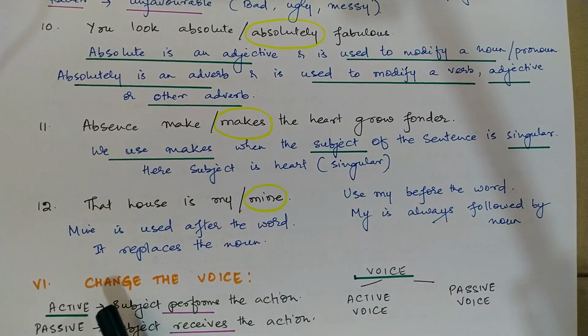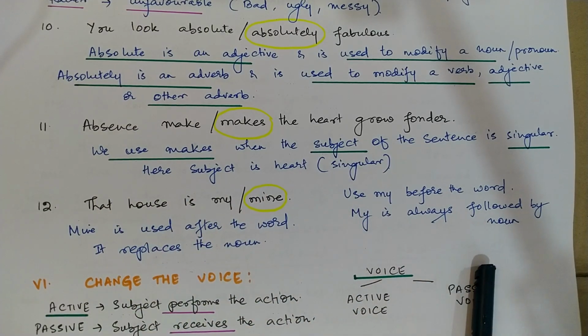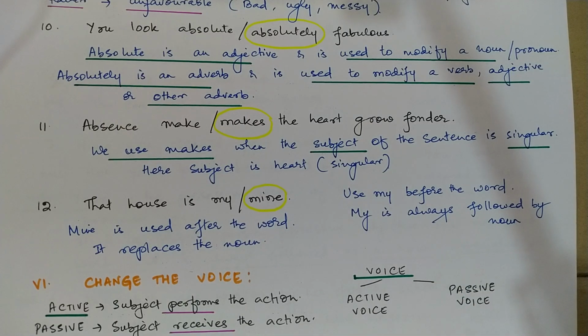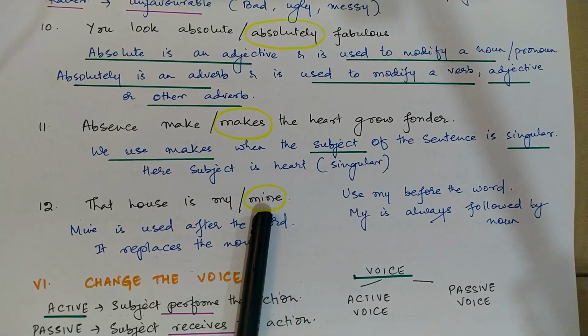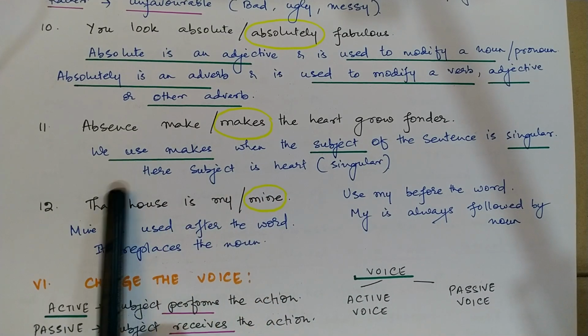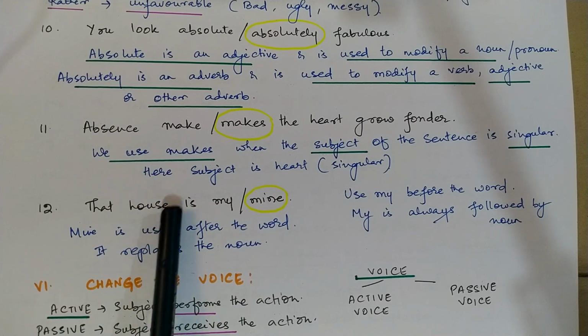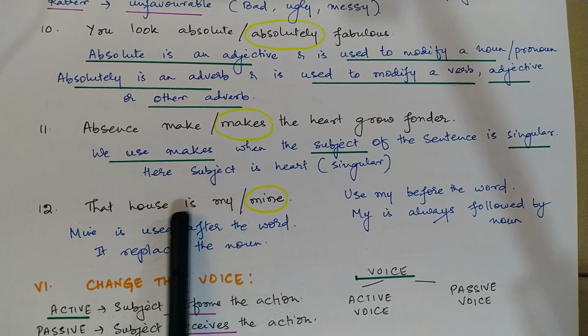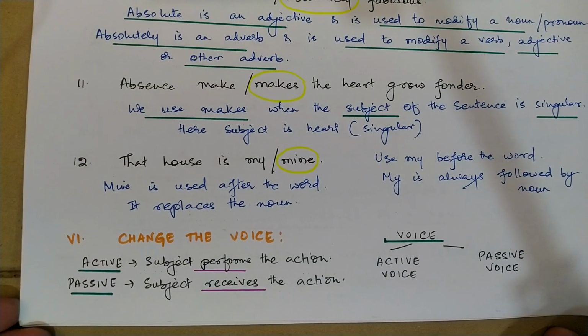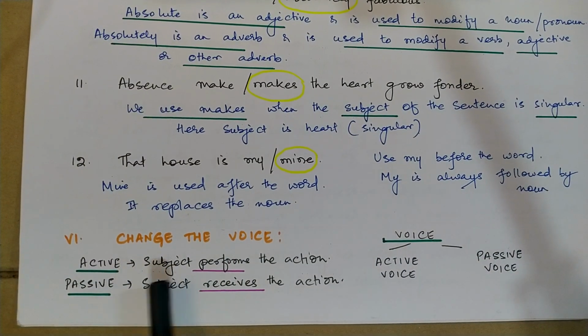Now use my before the word. My is always followed by a noun. Next, did you understand? My is followed by the noun, but before mine we use the noun. So that house over here, which is a noun, is before, therefore we use mine. Next, change the voice, active voice and passive voice. Active means subject performs the action, passive means subject receives the action.